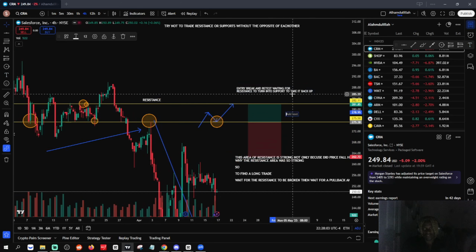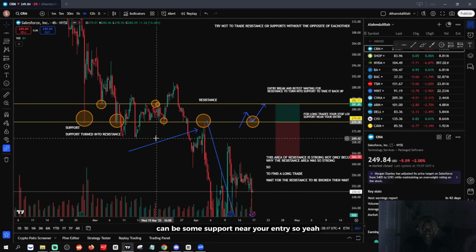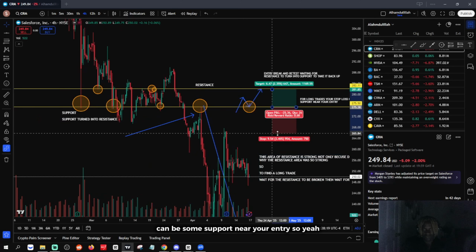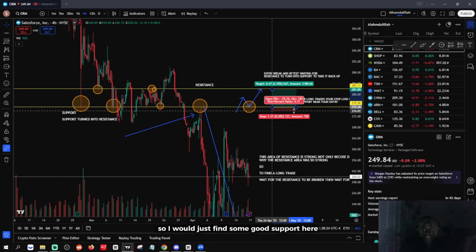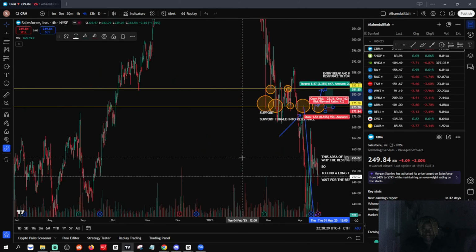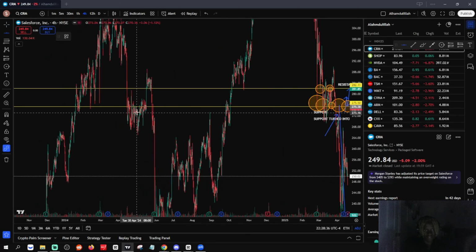Okay. So for long trades, your stop loss can be support near your entry. Can be some support near your entry. So, yeah. So I would just find some good support here. Let's see. Make sure the risk reward is still good. Okay, I kind of like this down here.